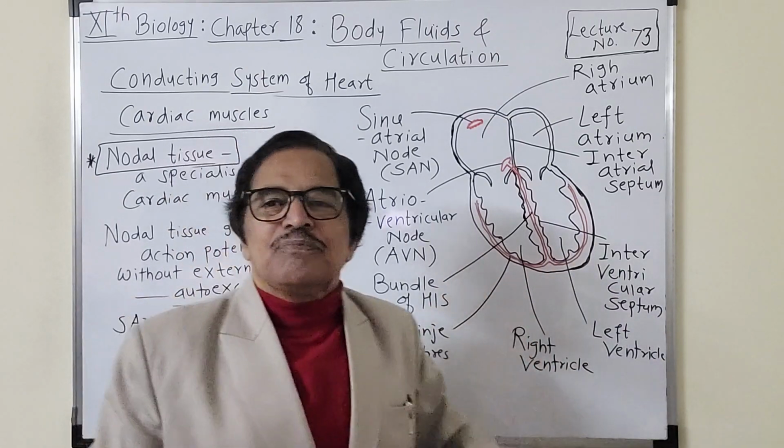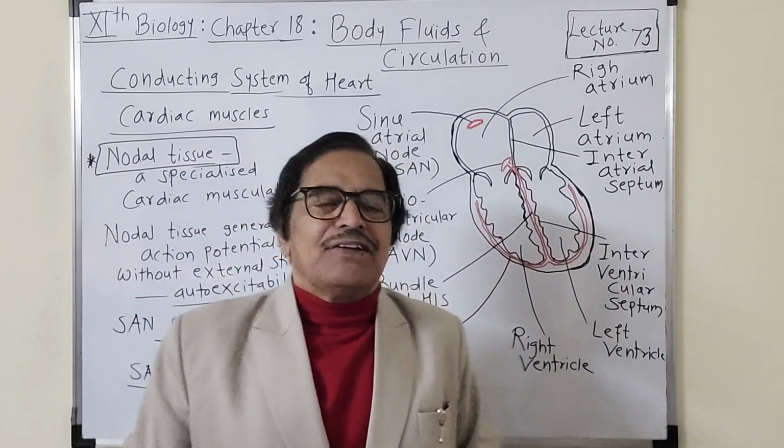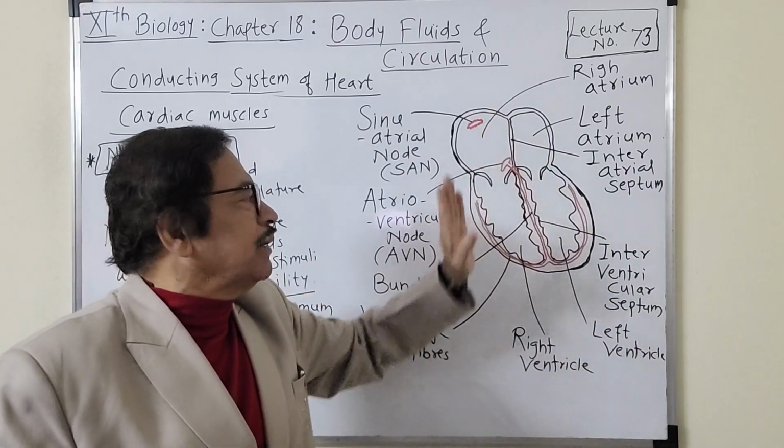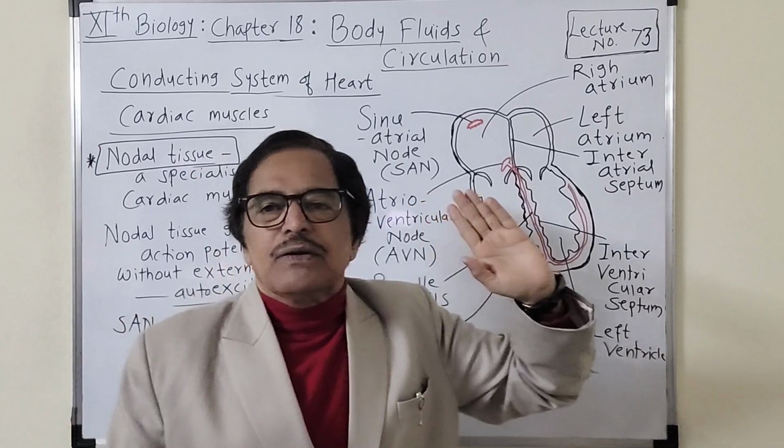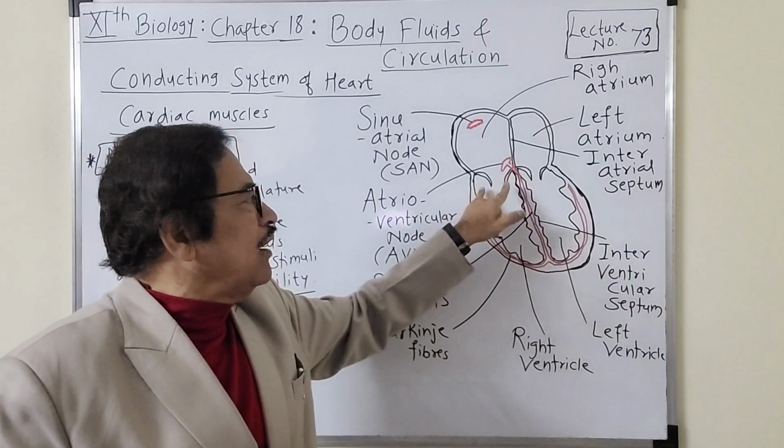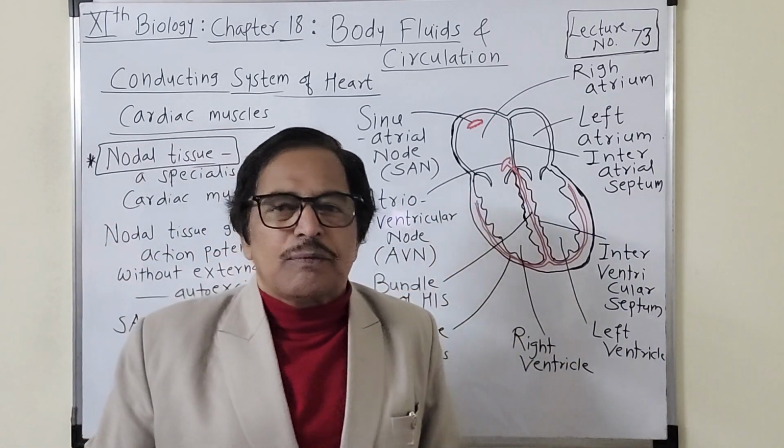So the two atria are separated by the interatrial septum, and the two ventricles are separated by the interventricular septum. I have shown these valves. You will have to recall the names of them.